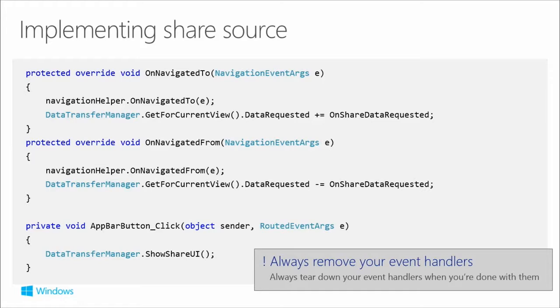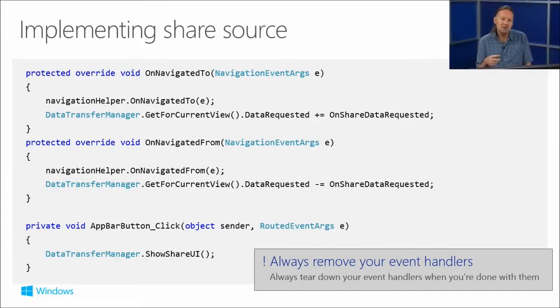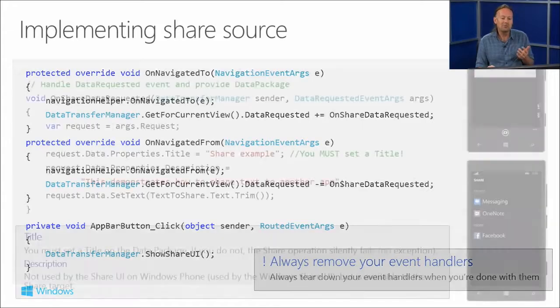And then at the point when the user activates the UI, like the app bar button, to say, yeah, I want to share something, all you do is call DataTransferManager.ShowShareUI, and that is the first call out to the share picker. But the user doesn't see anything yet. What happens next is that the DataRequested event fires back in the share source, because the share picker is going to ask you, okay, what have you got?